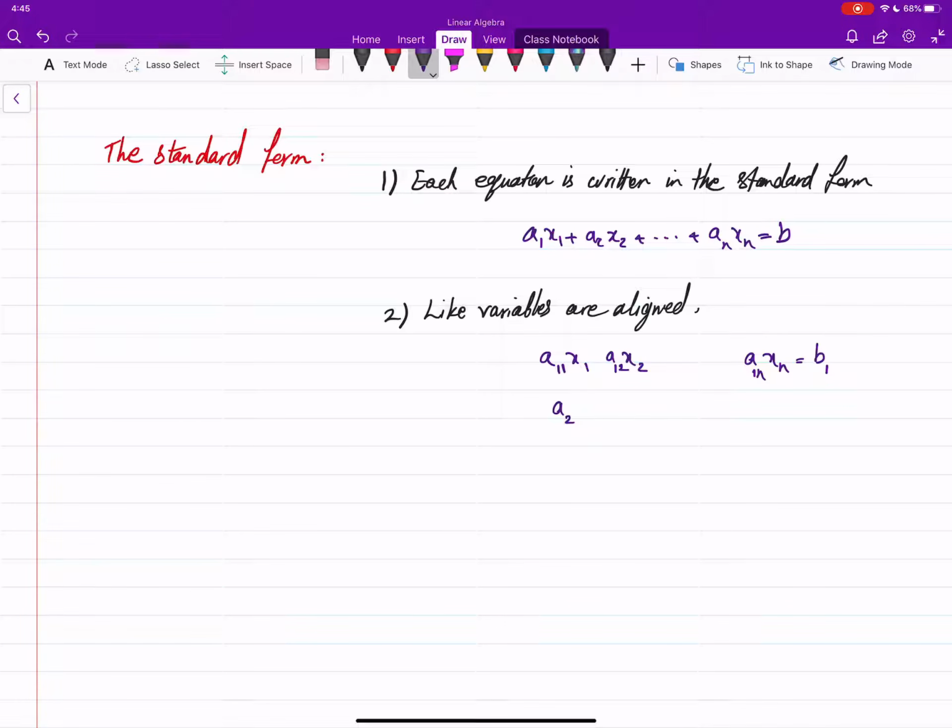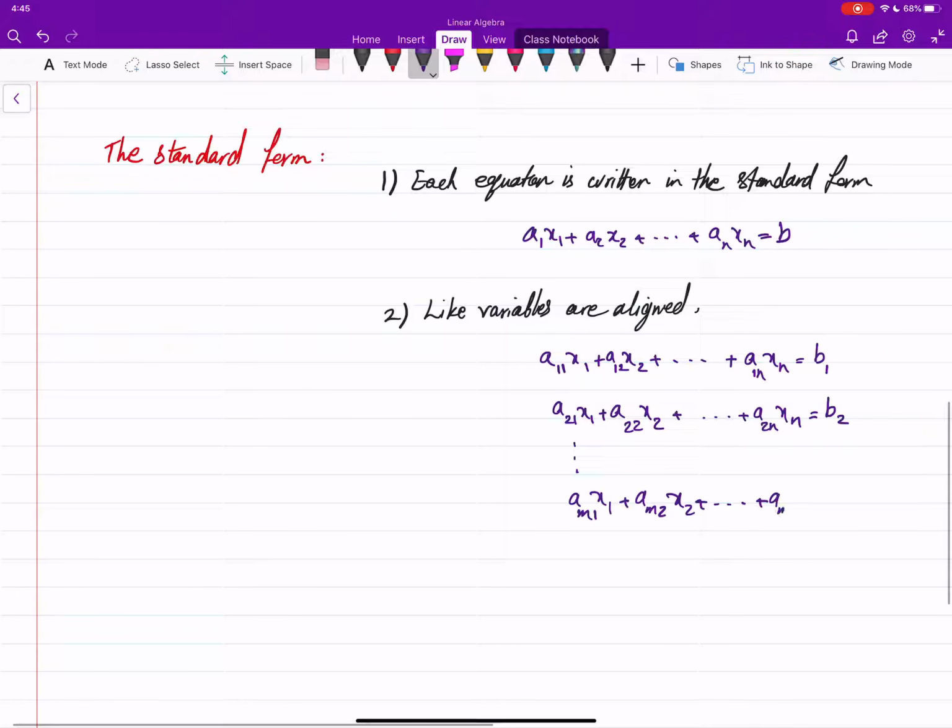Then a21 x1 plus a22 x2 plus a2n xn equals b2. You see, x1s are aligned, x2s are aligned, and so on. This continues up to am1 x1 plus am2 x2 up to amn xn equals bm.